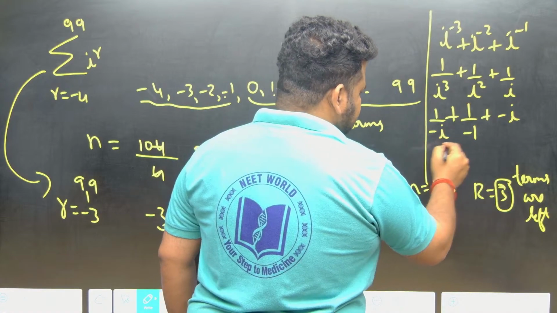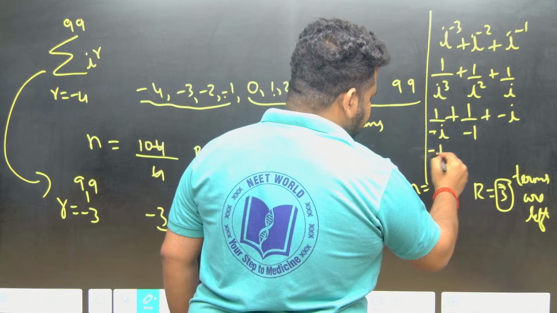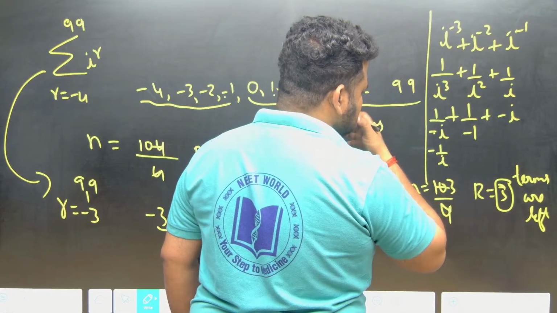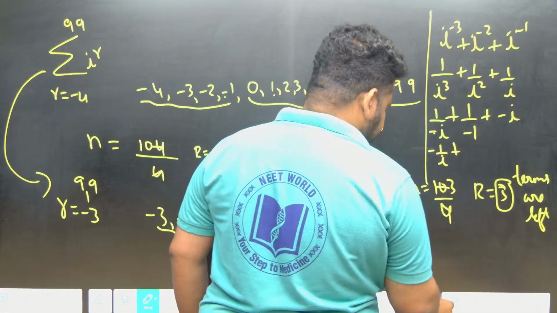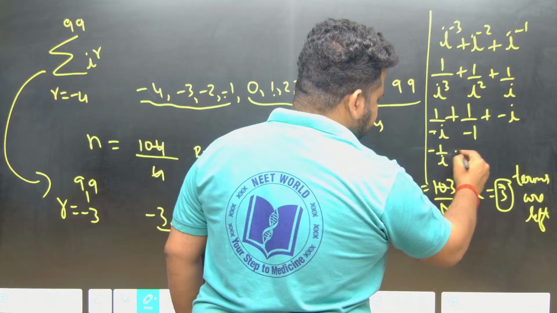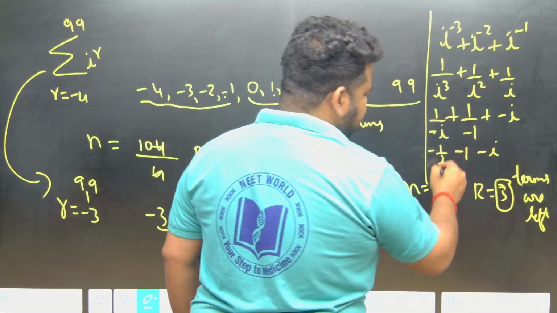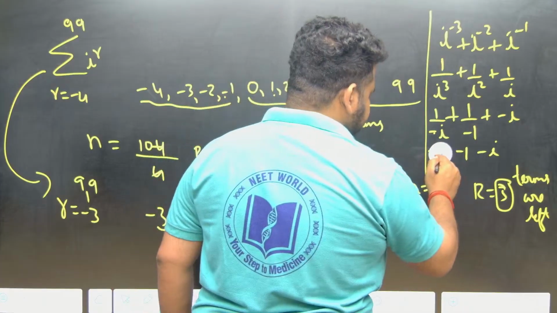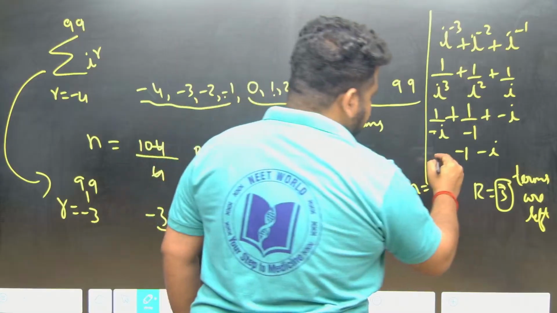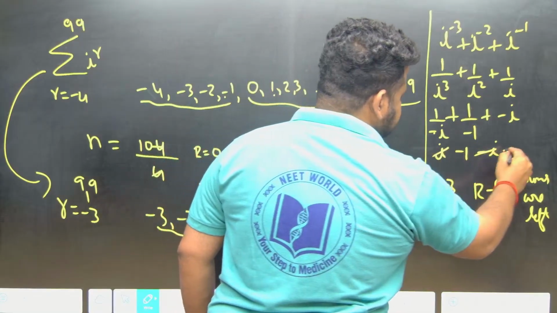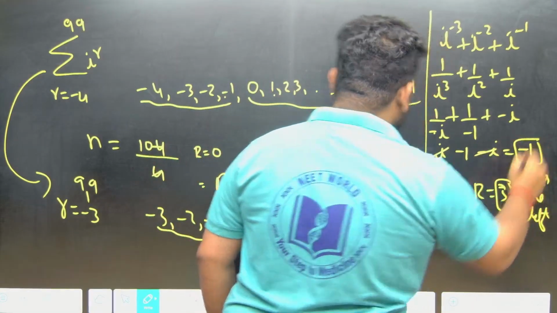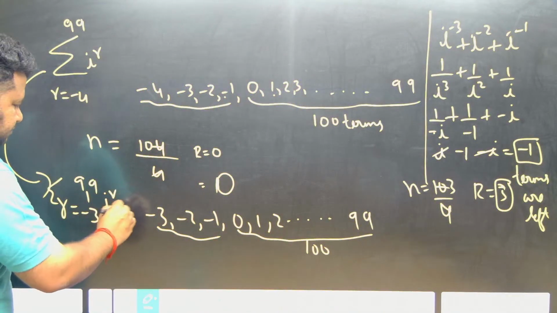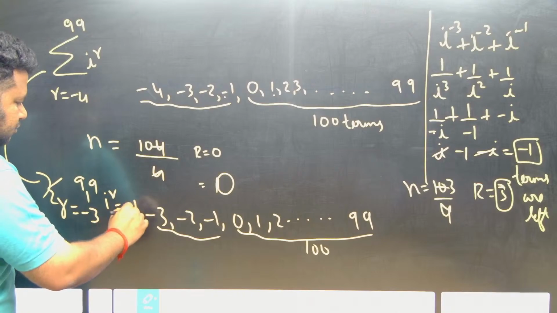So here this minus i I will take to this side. This will become minus of 1 by i, which I can write as minus 1 minus i. So 1 by i is minus i, and minus into minus becomes plus, so this will become plus i. Plus i minus i cancels, and I will have the answer as minus 1. So the value of this summation of i to the power r will be equal to minus 1.